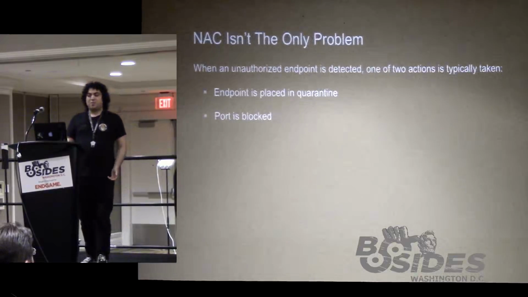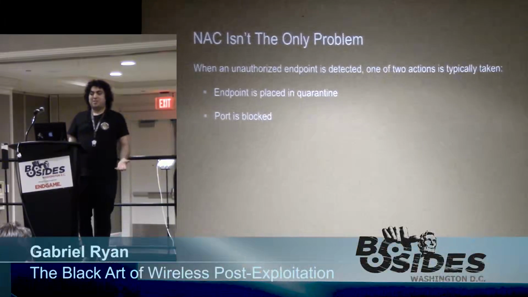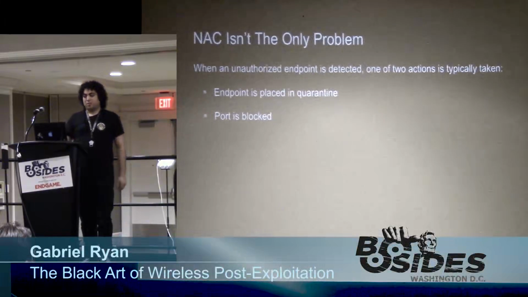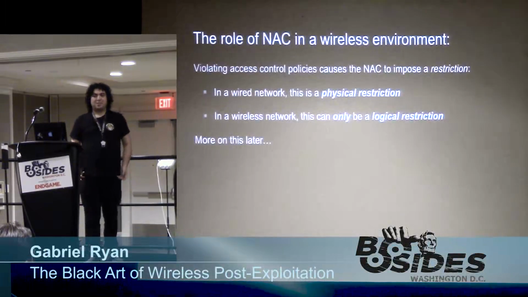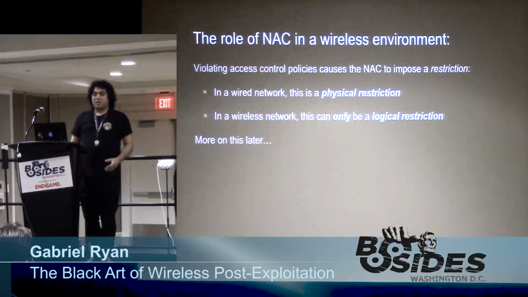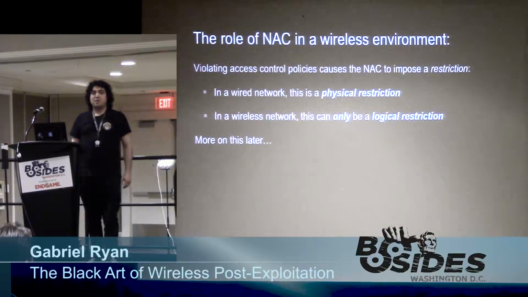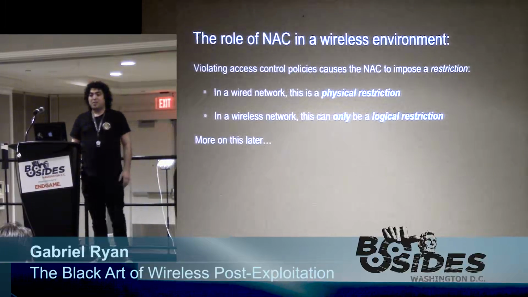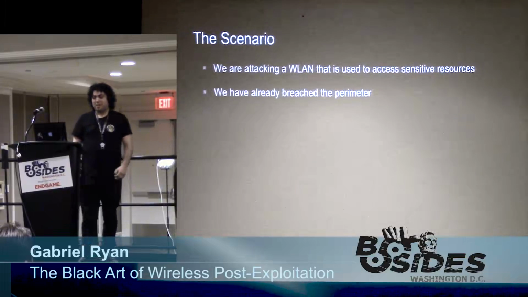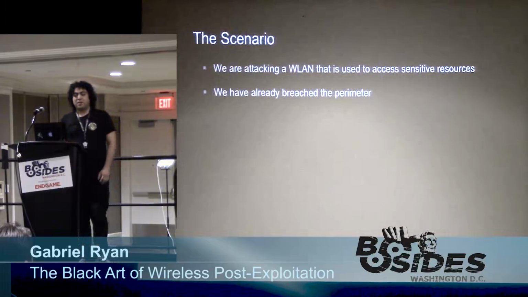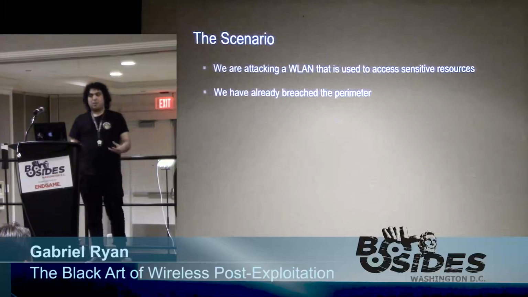So when an unauthorized endpoint is detected, you take one of two possible actions. You either place the endpoint in quarantine or you block the port completely. So when you're violating access control policies, you're causing the NAC to impose some kind of restriction. In a wired network, this is a physical restriction. But in a wireless network, this can only be a logical restriction, as we just saw with Wi-Fi tap. More on that later.